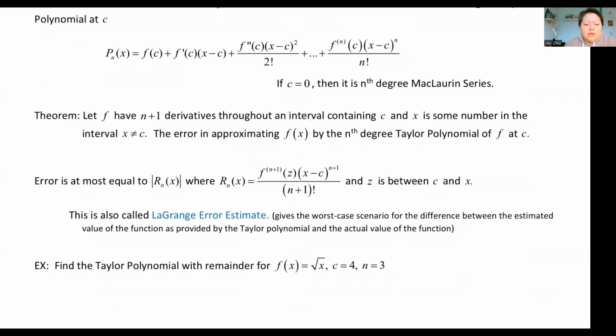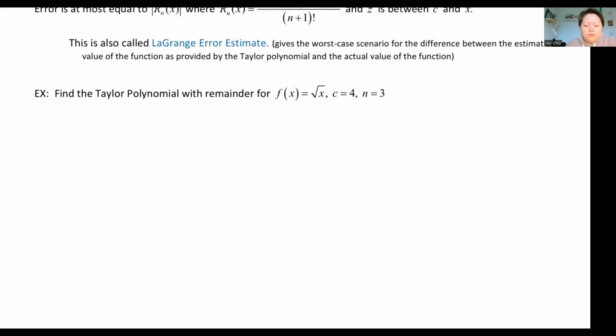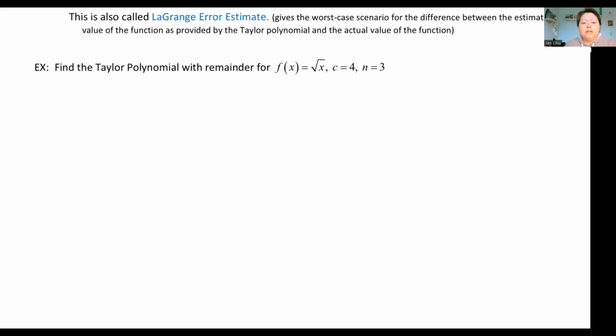Okay, so we only have one problem here. We're going to work this out. Hopefully you'll see all the ins and outs of how to do this. It says find the Taylor polynomial with the remainder for the function f of x equals root x with c equals 4. C equals 4 tells me this is a Taylor polynomial because it gives you a constant. If it's Maclaurin, it'll just say Maclaurin and it won't give you a c because c is 0. And it does say n equals 3.